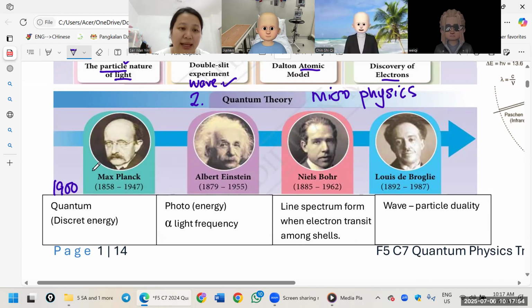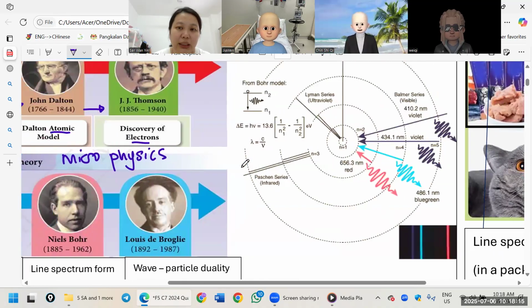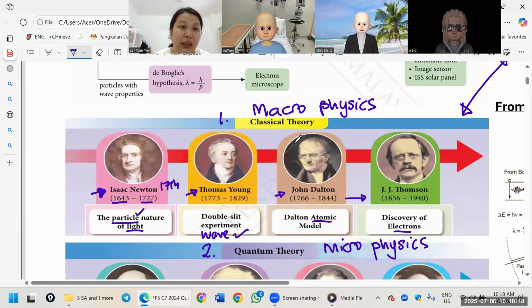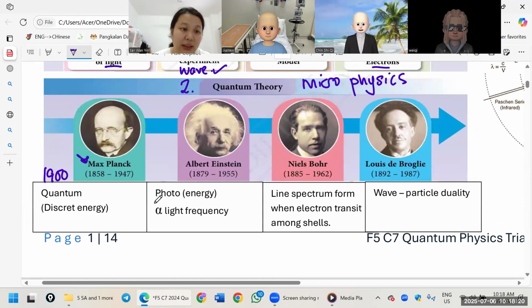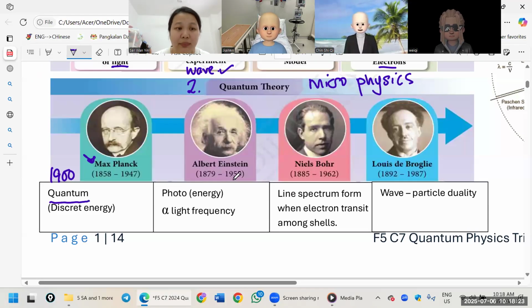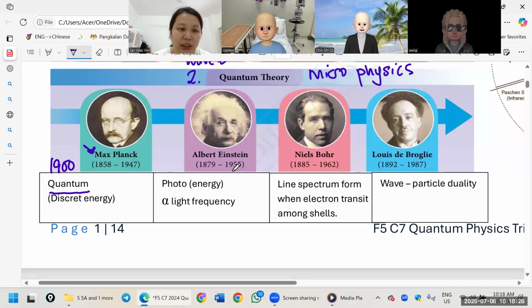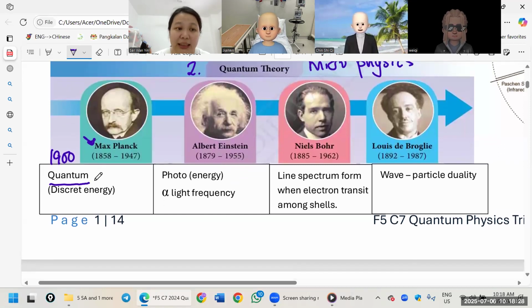Okay, so Max Planck. 华语叫普朗克, Max Planck. He also studied this and he came out with a new idea called quantum. Quantum means he said light is a discrete energy.